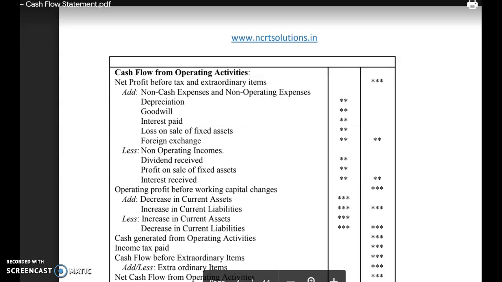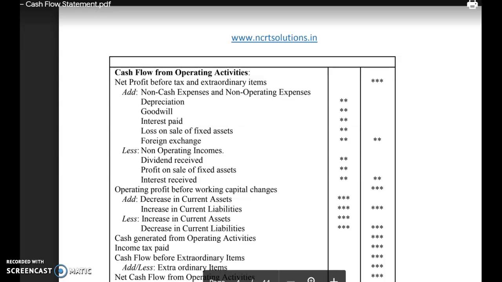Then if the result, after adjusting the second part also, is plus, we say cash generated from operating activities, or if the result is minus, we say cash lost in or cash used in operating activities. So this way we calculate the first very important head, that is cash flow from operating activities. Sometimes in the examination, the question asks only for the operating activities, so we will understand it this way. So know how to calculate cash from the operating activities.